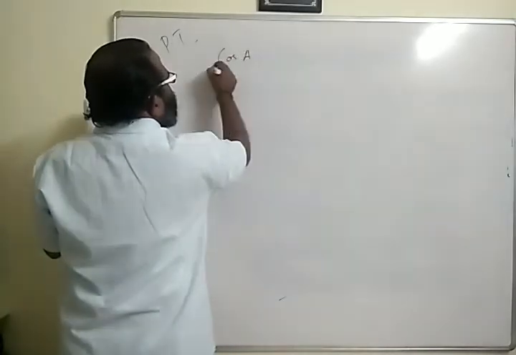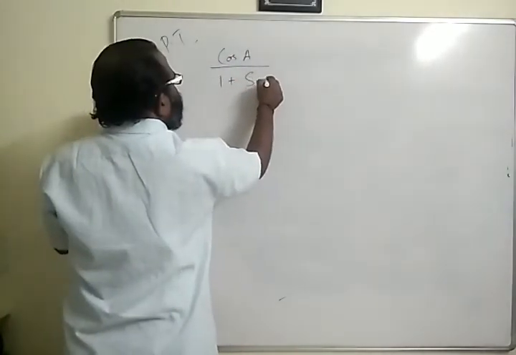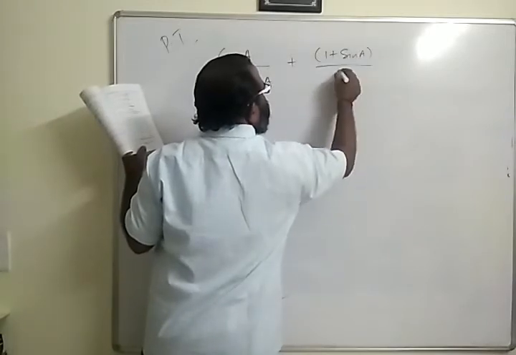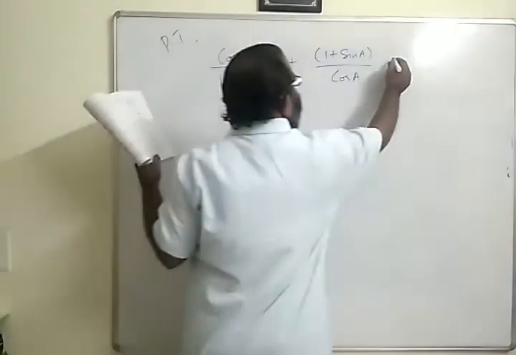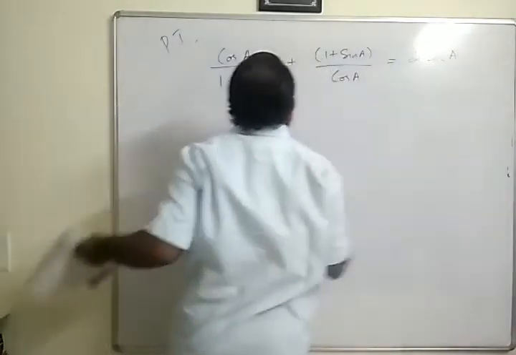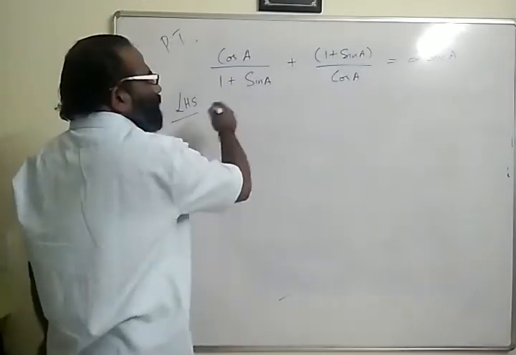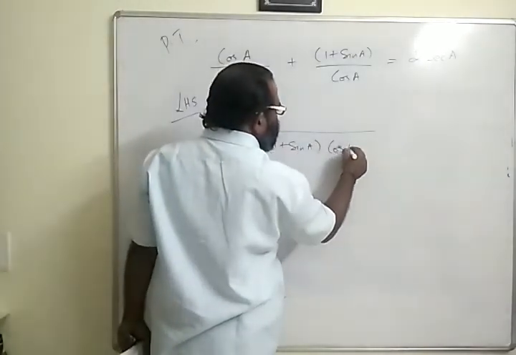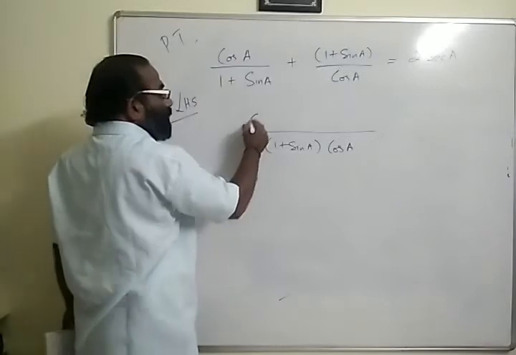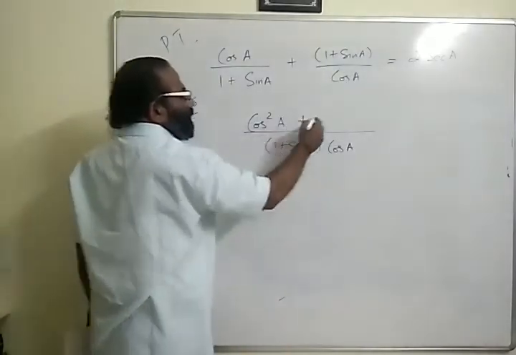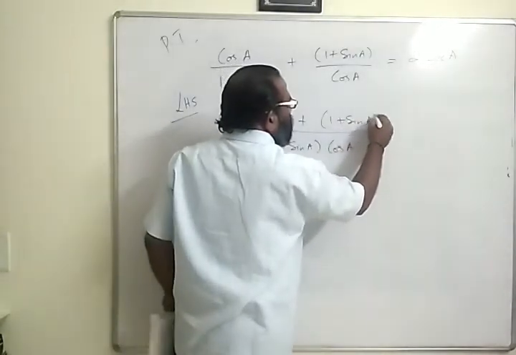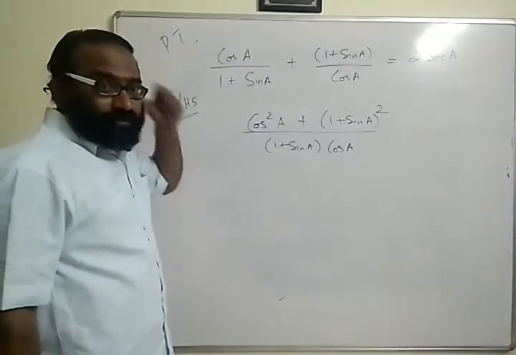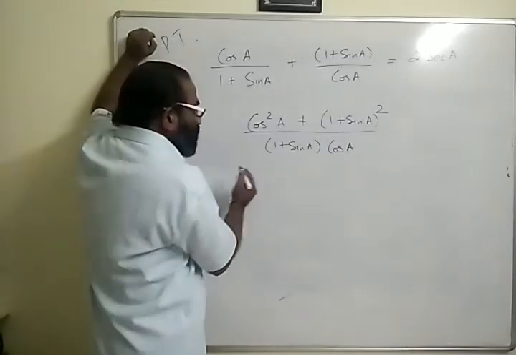Cos A by (1 plus sin A) plus (1 plus sin A) by cos A equals 2 secant A. This is what we have to prove. Let's take the left hand side. Let's take LCM. Let's multiply this and this: (1 plus sin A) into cos A, cross multiply, cos squared A plus (1 plus sin A) whole square. I hope you are familiar with the basic LCM method of adding fractions. So that's the same technique that we are using here.